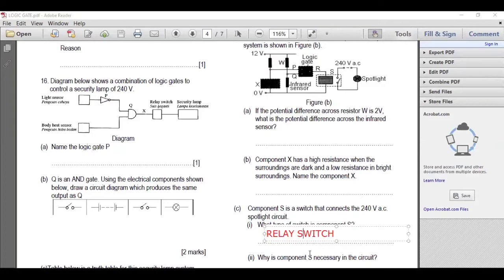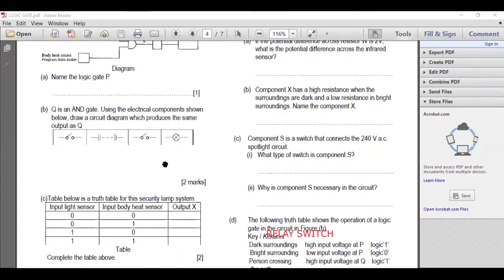Now, why is component S necessary? Why do we need that? That means why don't we put the spotlight here? Because the spotlight uses higher voltage.